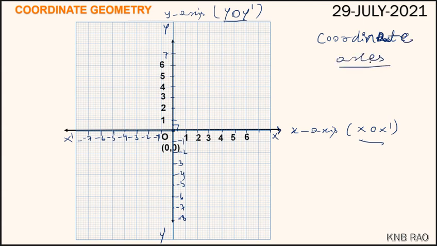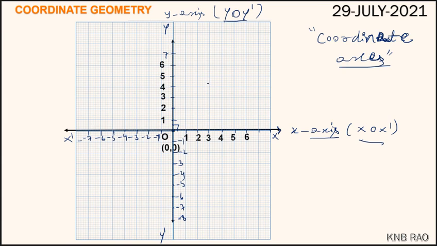axis, plural of axis, AXIS, plural of axis is axes. We call these two number lines which are perpendicular to each other, intersecting at 0, coordinate axes. Both x-axis and y-axis together are called coordinate axes.